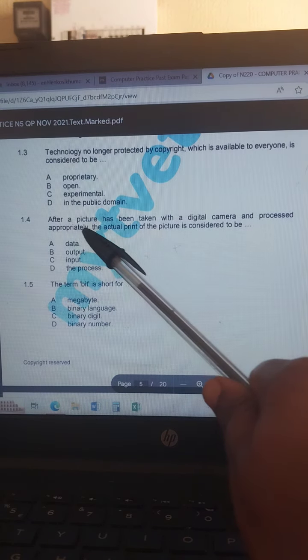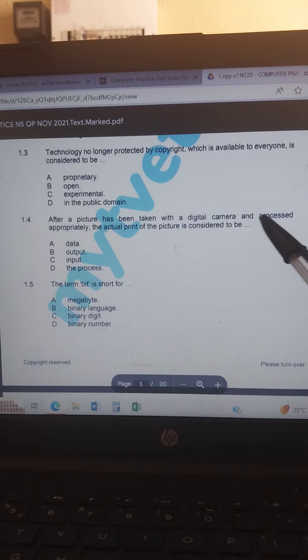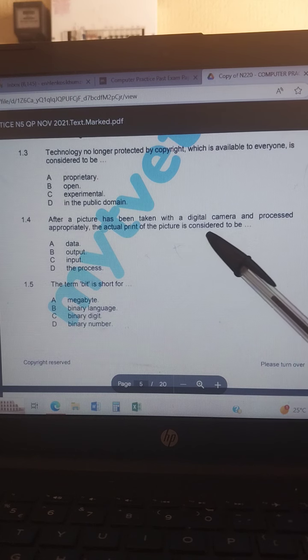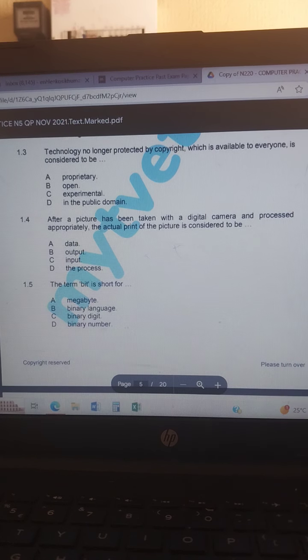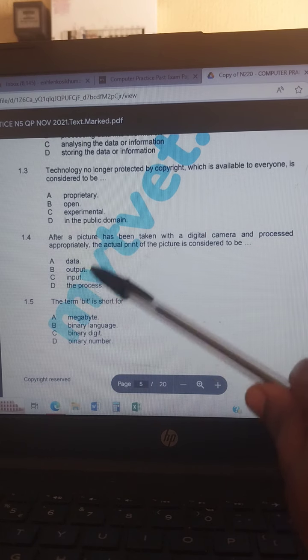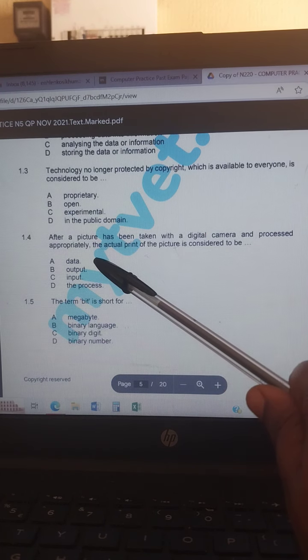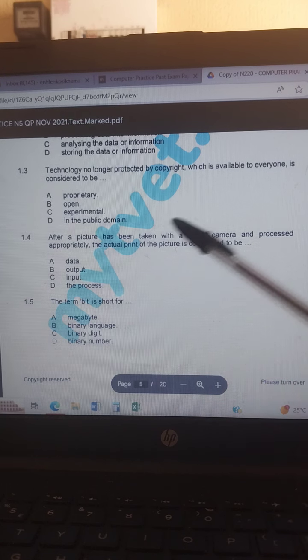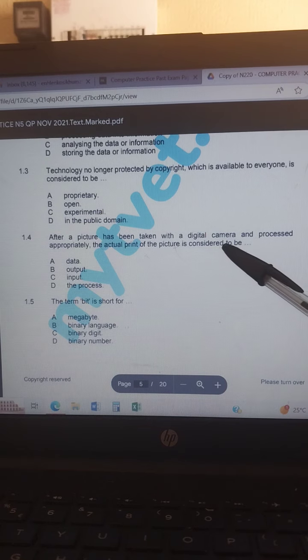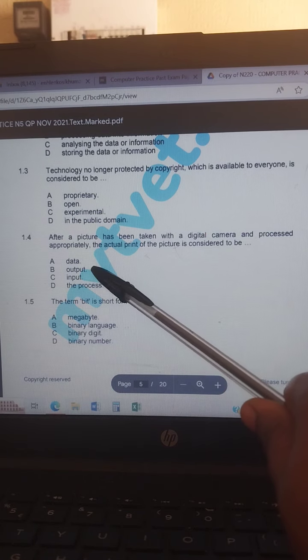Then let's go to number four. After a picture has been taken with the digital camera and processed appropriately, the actual print of the picture is considered to be... We all know the process: collection of raw data, processing, then output. So here, it's not the data, it's output, because already it has been processed appropriately. So it is an output, which is B.